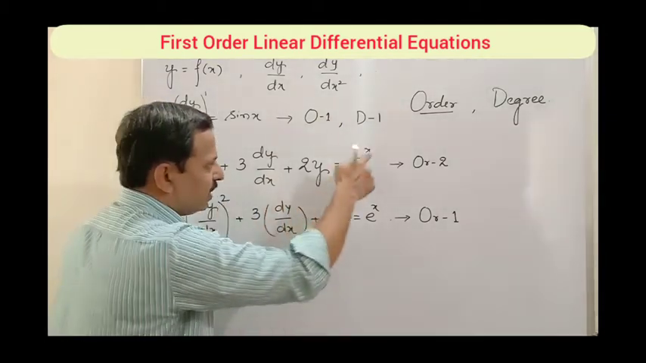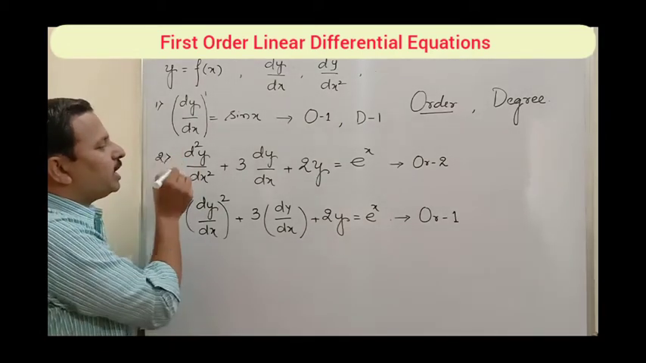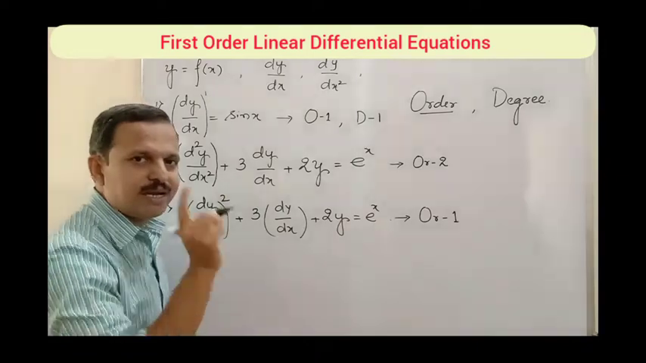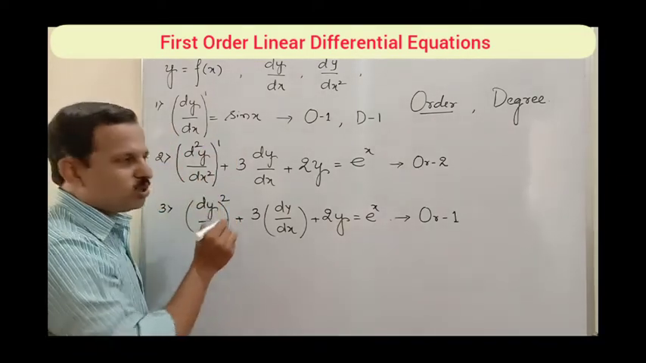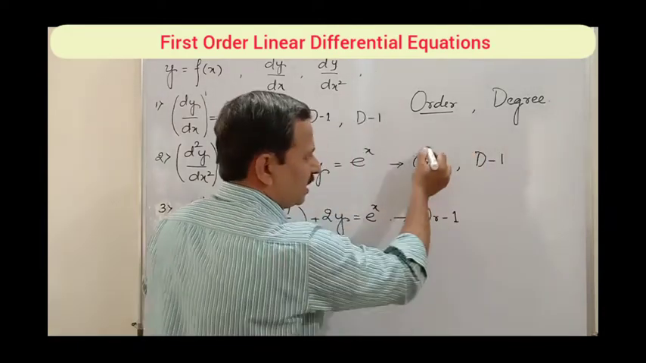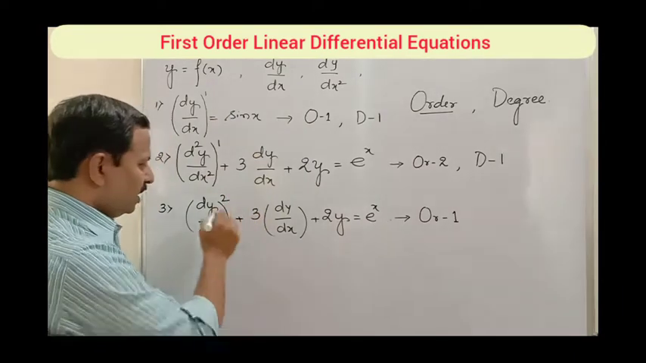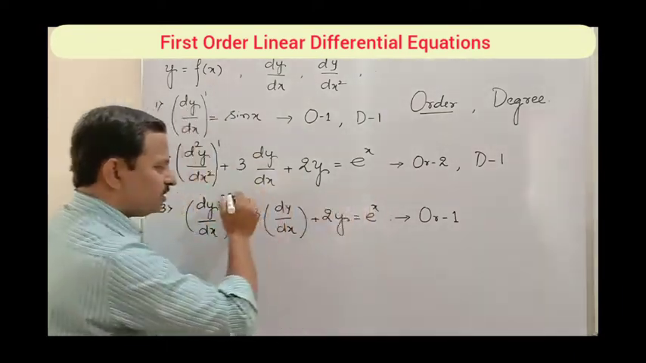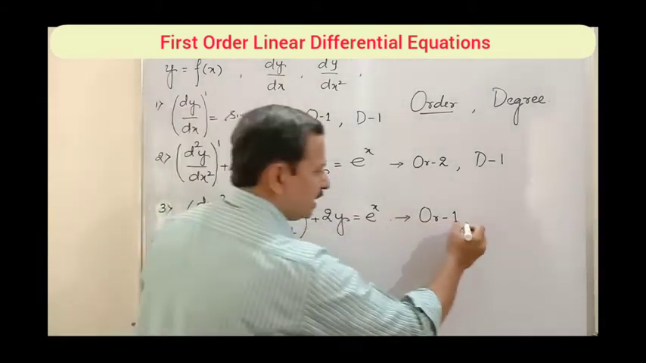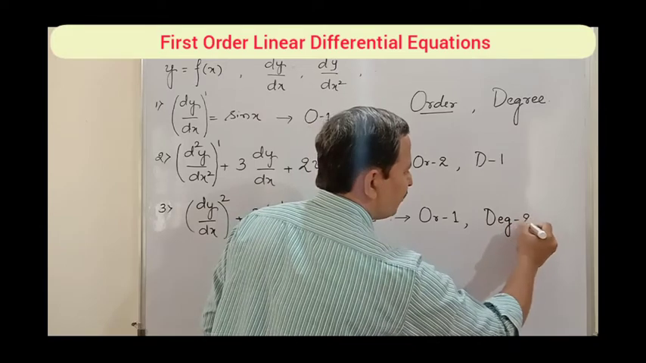Whereas the second differential equation, we have seen that it is a second order differential equation, and we have to look at the highest order derivative term. Again, this is the highest order derivative term. Its degree is again 1. So the degree of this differential equation is 1. Though the order is 2, the degree of this differential equation is 1. Now look at the third differential equation, order is 1 but degree is 2. Therefore, it is a first order second degree differential equation.